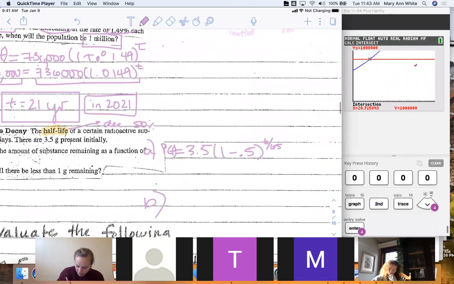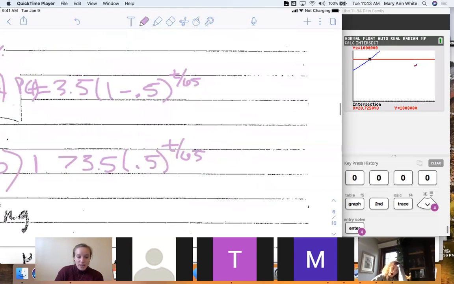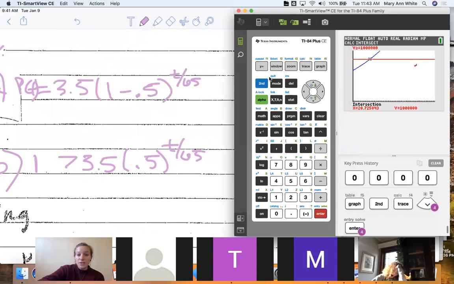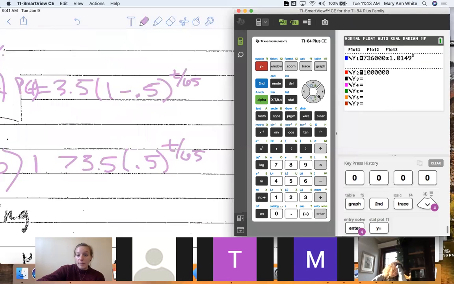Okay, that means I'm using my whole formula on the right side. You can make this 0.5 or 1/2, to the T divided by 65. And then I want to know when it's going to be less than 1. So 1 is greater than my equation. We'll talk about what that inequality looks like when we look at the graph, but let's graph this. We just did a super big one. Now we're going to do a really small window because my Y2 is at 1. It's not at 1 million, it's at 1.